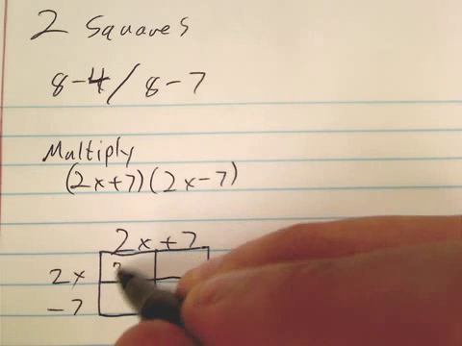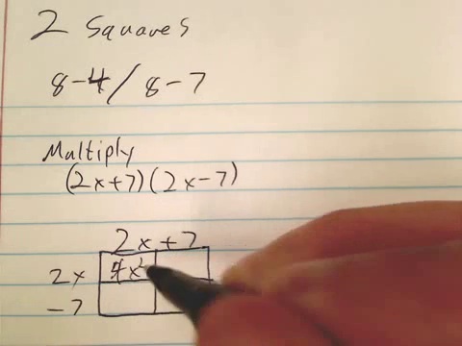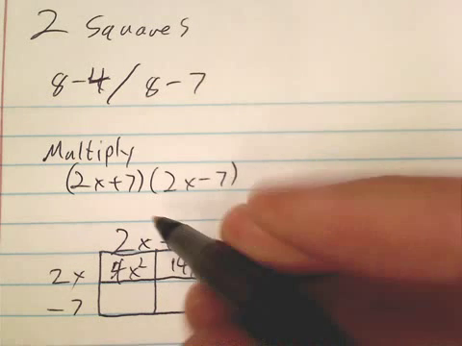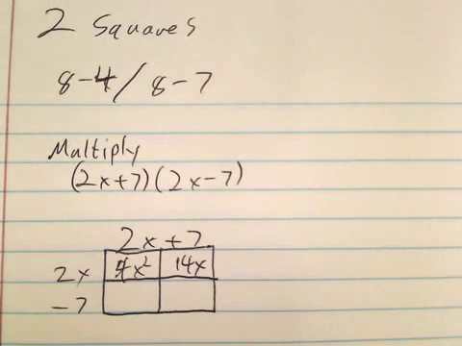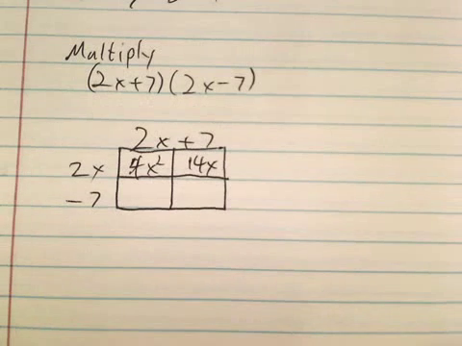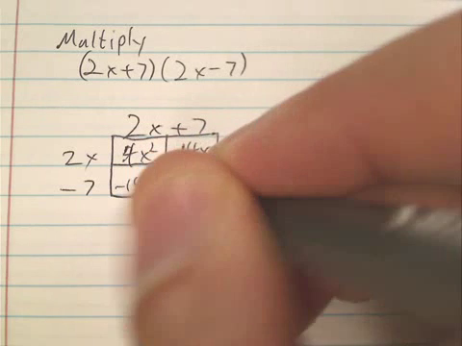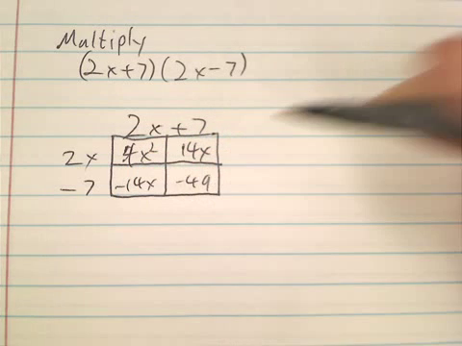So 2x times 2x, that's 4x squared. 2x times 7, that's 14x. 2x times negative 7, scooch that up. It's negative 14x, and that's going to be negative 49.